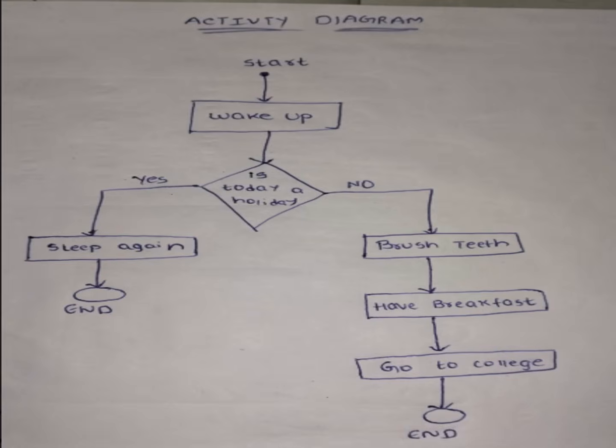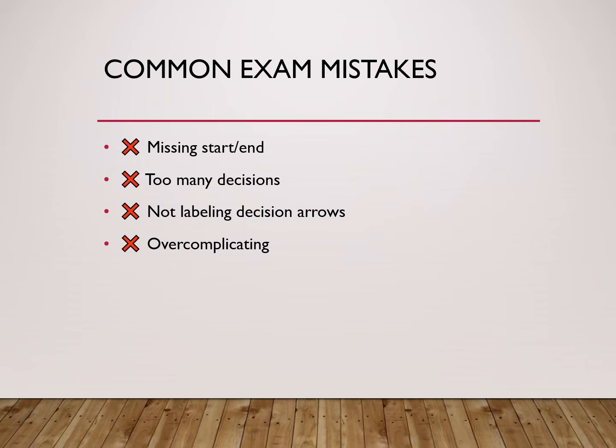Now, common mistakes. Most students lose marks here. Missing the start symbol, like I have explained, right? When you are making a decision, if no, you are continuing. But if yes also, at the last you have to put the end, or you can merge to the end. Forgetting to label the decisions. Too many activities crammed in, and arrows going everywhere. So avoid these, and you are already better than 95% of others.